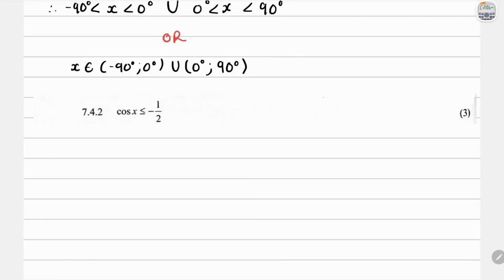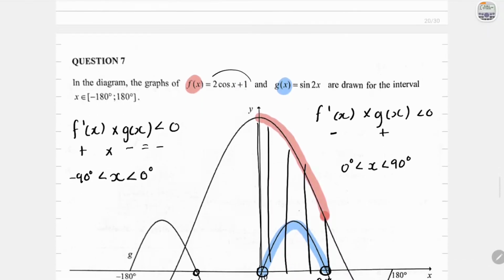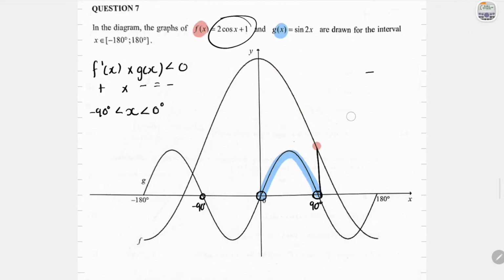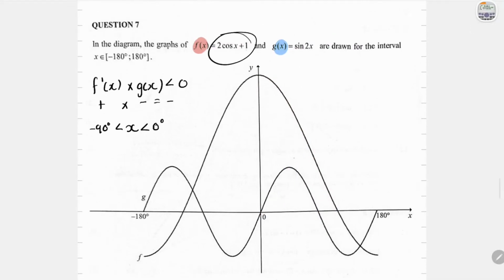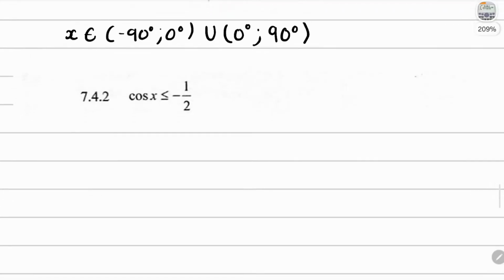Okay, the next question is you need to find where cos x is less than or equal to negative 1 over 2. There was a graph of cos, that was this one. Guys, one thing you should notice is they're not going to give you a brand new graph. It's very unlikely that they'll just give you a brand new graph. So it probably is this graph. We're just going to have to unpack it and see how it gets to that.